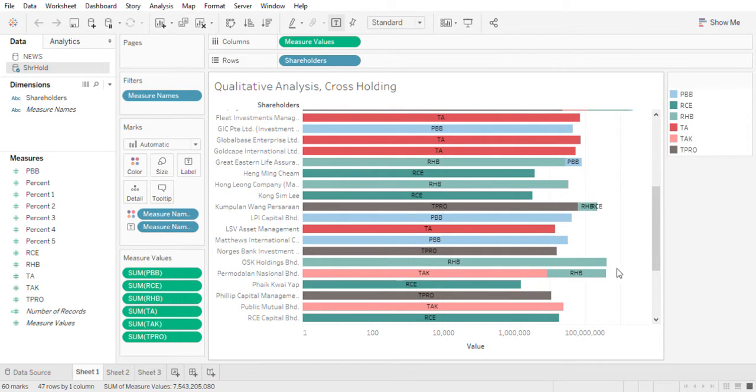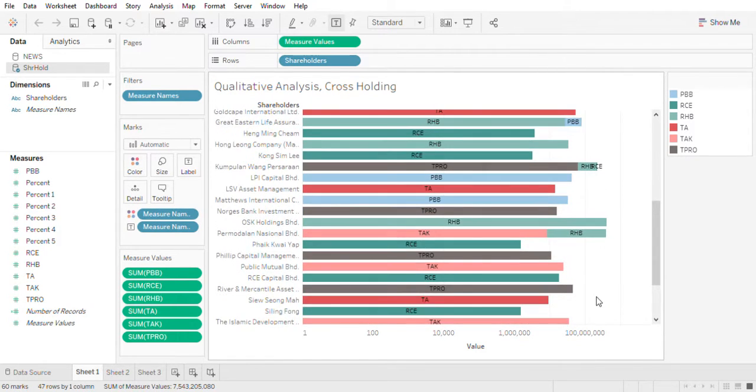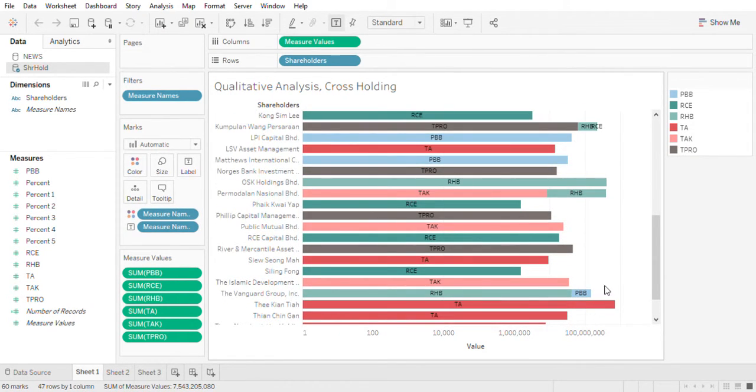Somebody else also follows the footsteps of AIA, which is PNB, Permodalan Nasional Berhad, which has cross holding in Takaful and RHB, which are correlated. And I think that is the right choice they have decided to make.